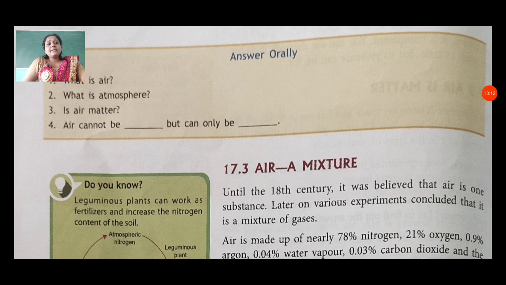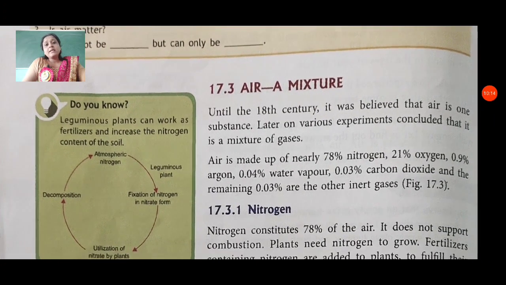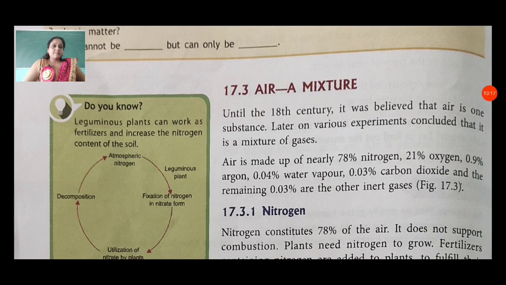Our next topic is air as a mixture. As I said to you, we need oxygen. In which state does oxygen stay? Oxygen is in the gas state. We also know different gases are available in air. Until the 18th century, it was believed that air is one substance. Later on, various experiments concluded that it is a mixture of gases. So air is a mixture of all types of gases, we can say.